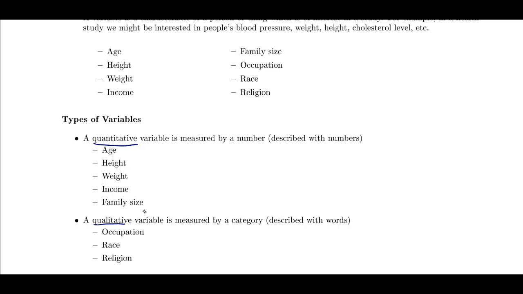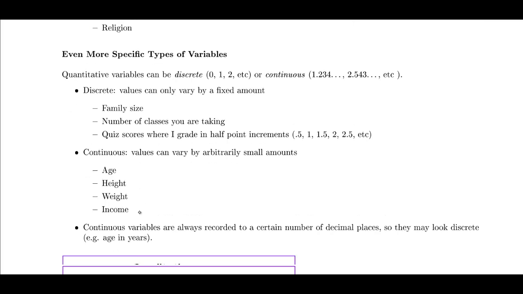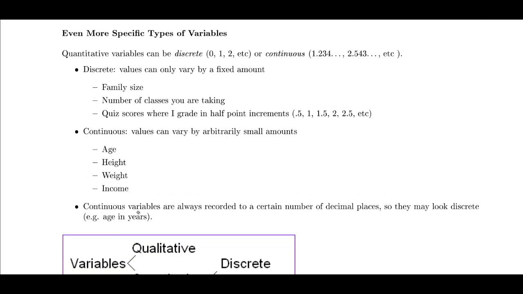And then we can break it down even further. So you can be even more specific. So quantitative variables can be discrete or continuous. Discrete variables can only vary by a fixed amount. So you can have the numbers like 0, 1, 2, 3, 4, etc. Whereas continuous random variables can be any number in an interval, and so that means lots of times we'll have nice decimal numbers. Those would be continuous numbers.